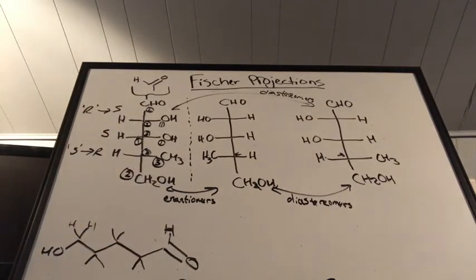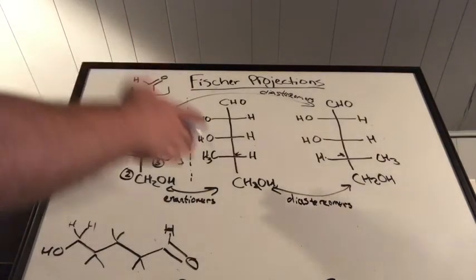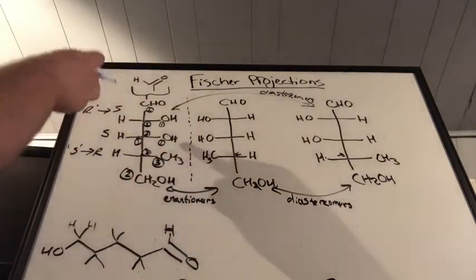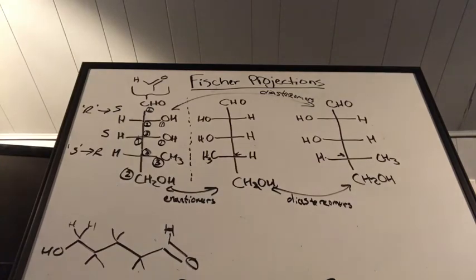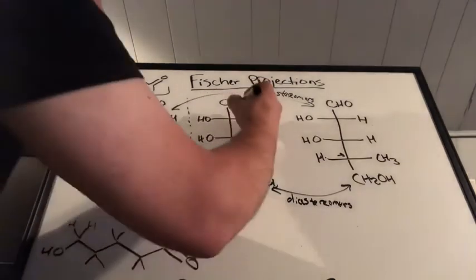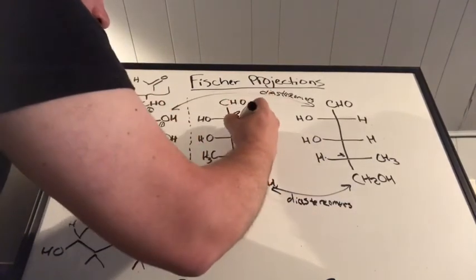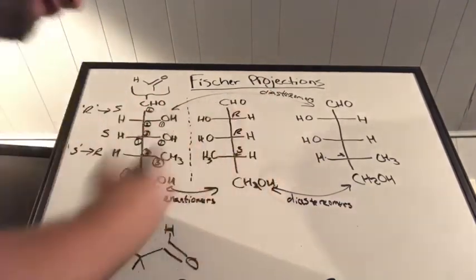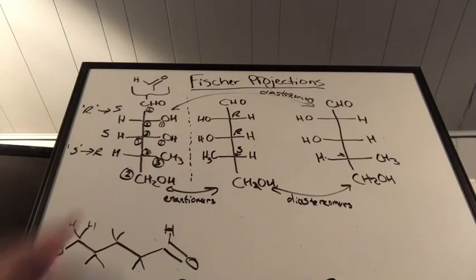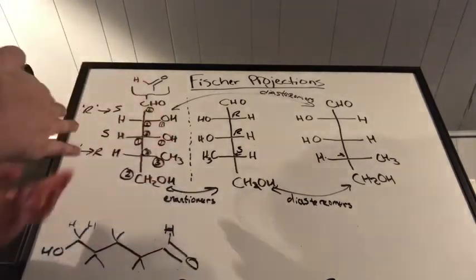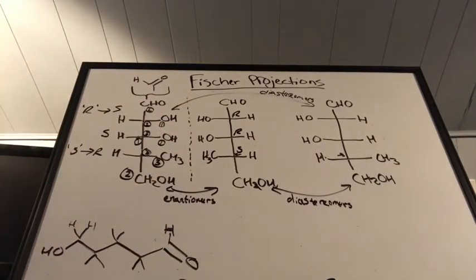configurations. Okay, so if we had an enantiomer of an SSR configured stereoisomer, now we're going to have R, R, S. See how easy that was? So all you have to do is just flip each one of the stereogenic centers, or carbons, whatever.